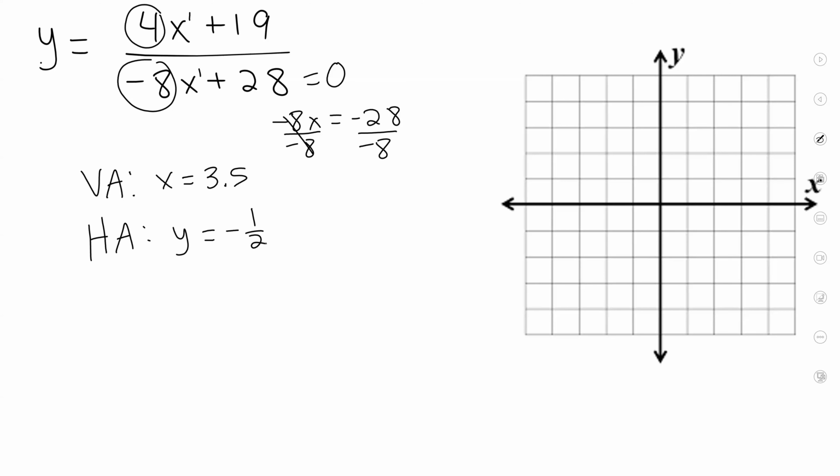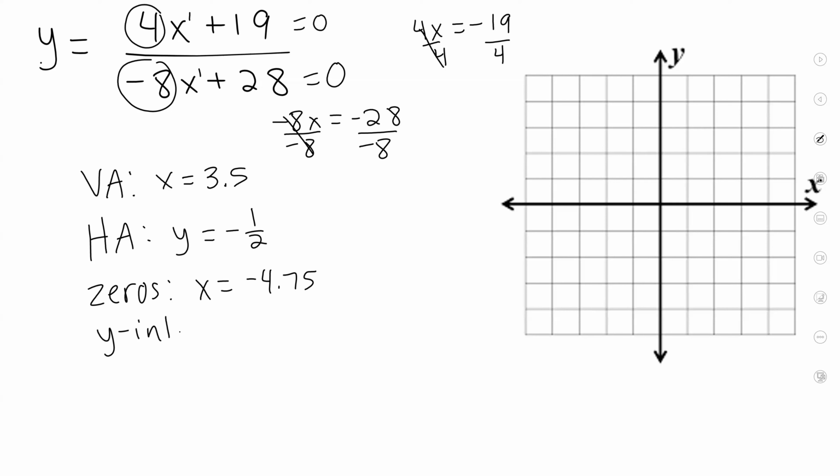Okay, let's find our zeros. To find your zeros, you set the numerator equal to 0 and you solve. So please help me out, guys. I'm going to need to know what negative 19 divided by 4 is. Please shout it out when you have it. Negative 4.75. Thank you.